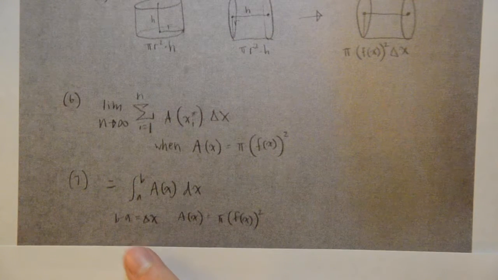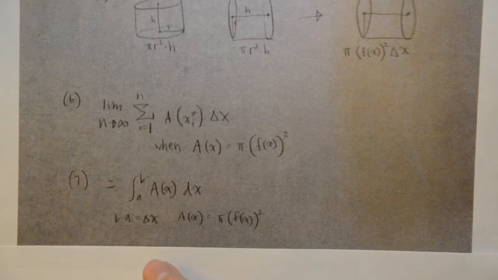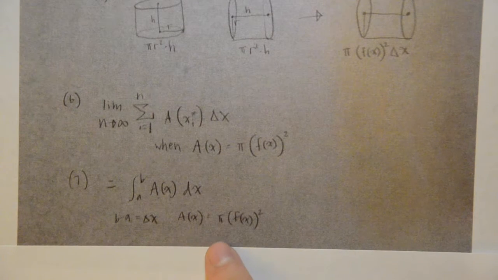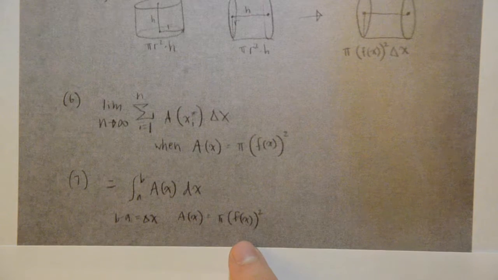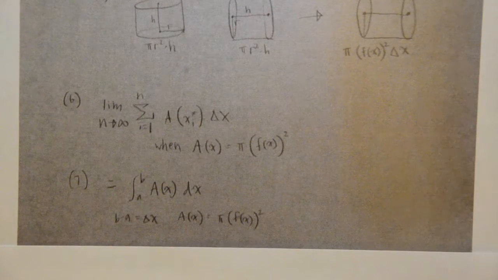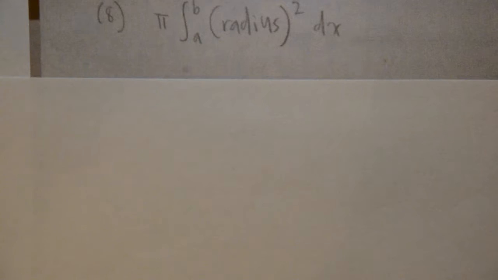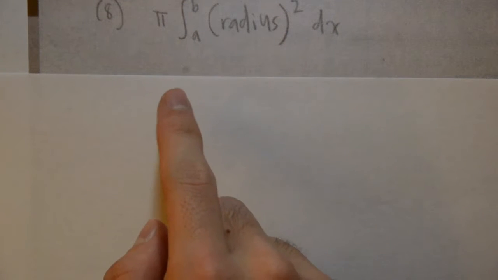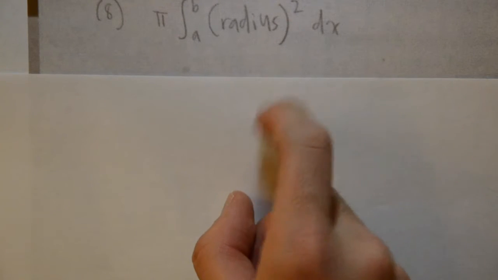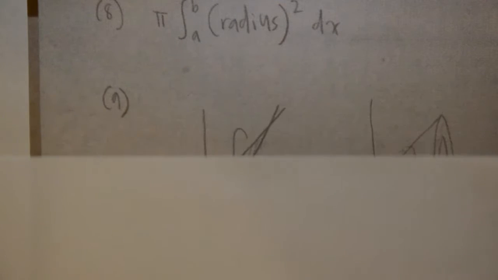The integral from a to b of A of x dx, where b minus a is the change of x, and A of x is pi times f of x squared. In other terms, we can understand this formula to mean pi times the integral from a to b of the radius squared dx. Sometimes the area that is being revolved is captured by two functions.